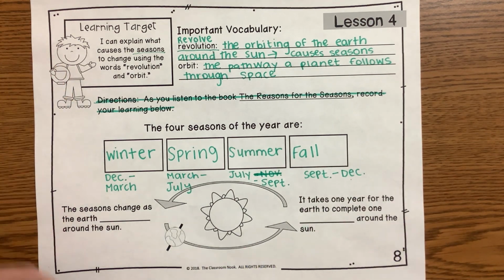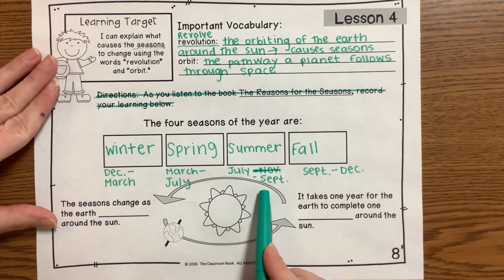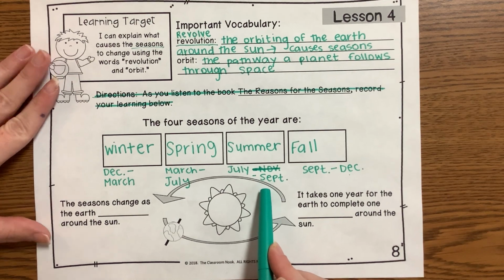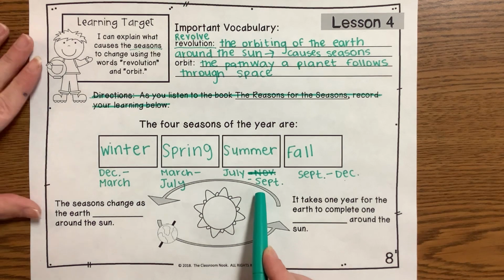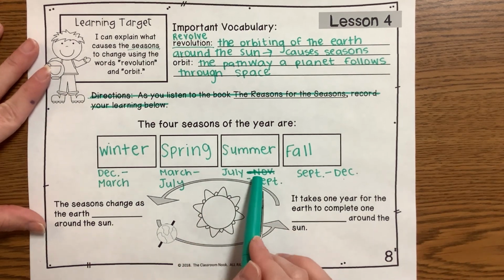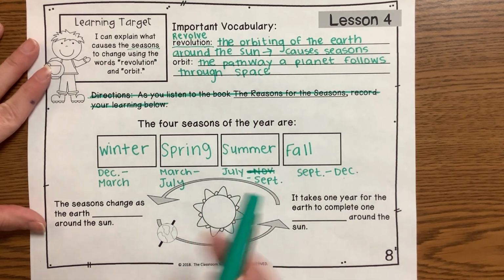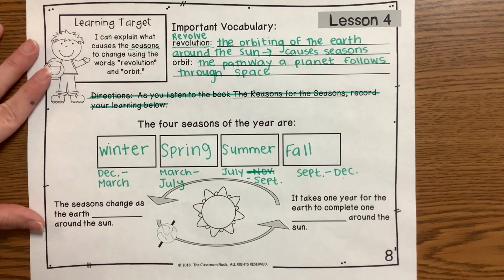I know that some of you are probably saying, well, Miss Schroyer, we have summer in school from May to August. And that's totally true. We call that summer break. But the season of summer is from July to September. All right.